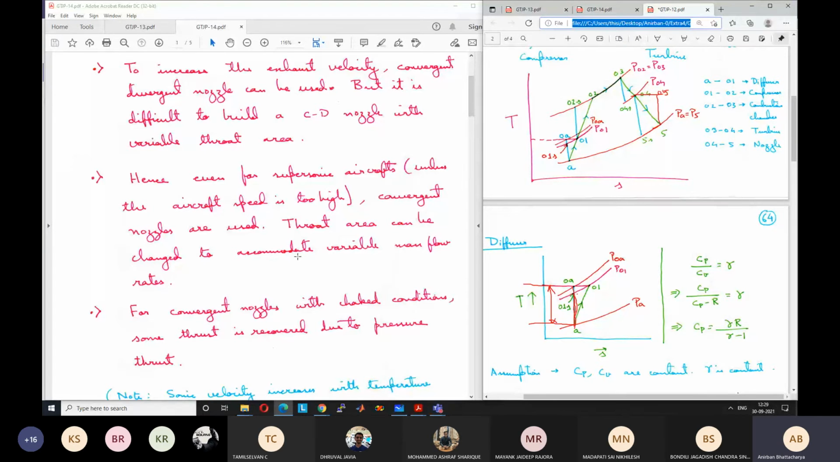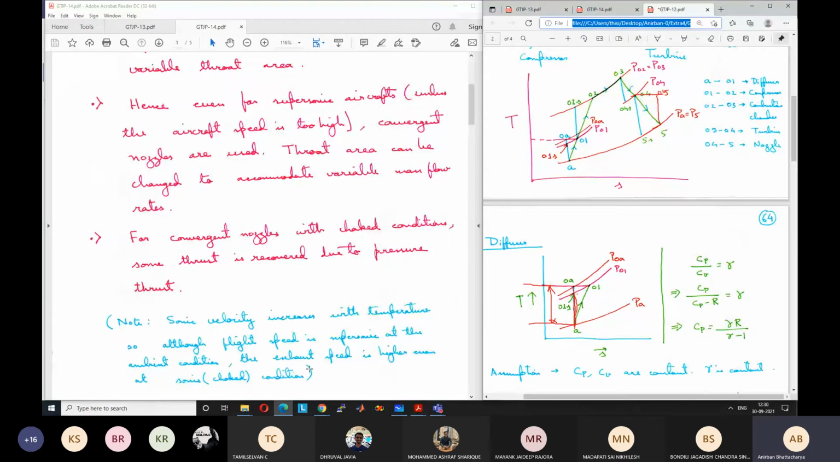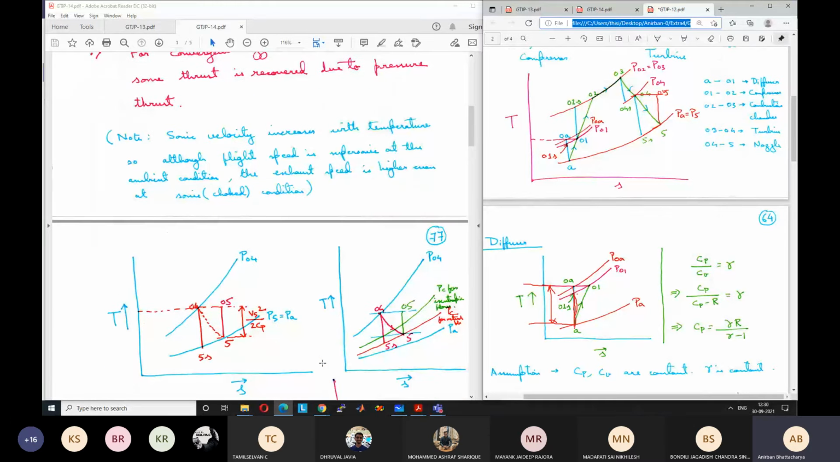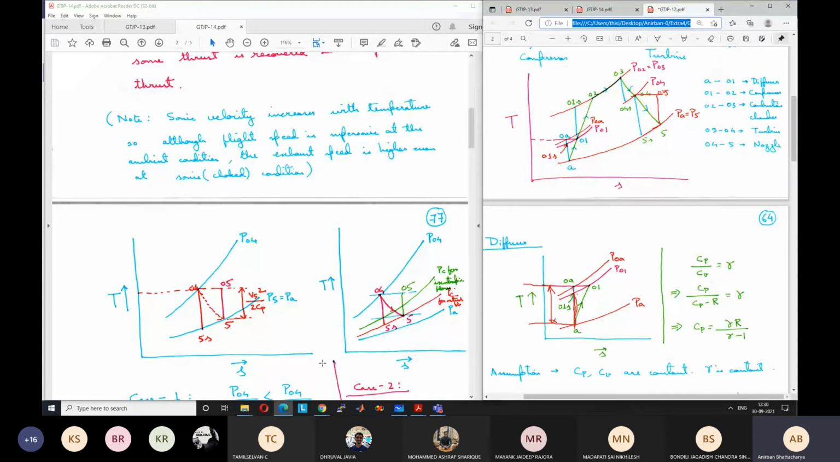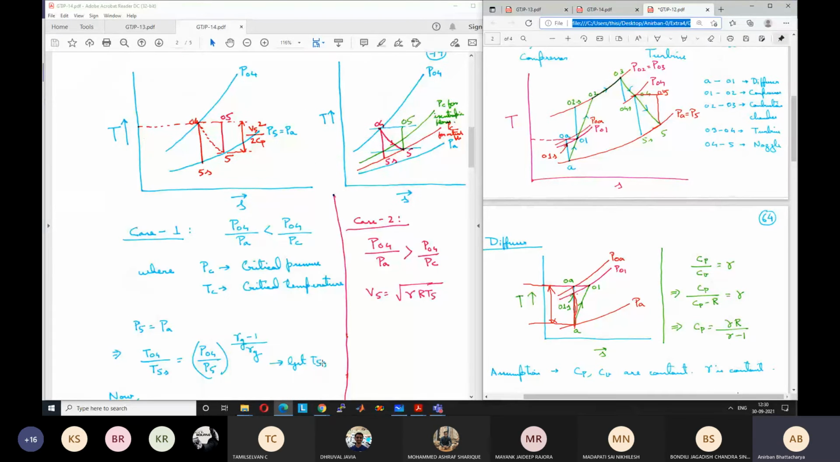So for convergent nozzles with choked condition, some thrust is recovered due to pressure thrust. I have already noted this. Sonic velocity increases with temperature, so although flight speed is supersonic at ambient condition, exhaust speed is higher even at sonic condition. So let us try to find out the velocity for the choked condition.